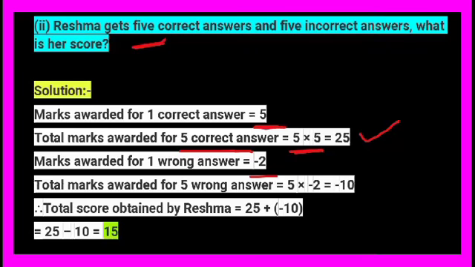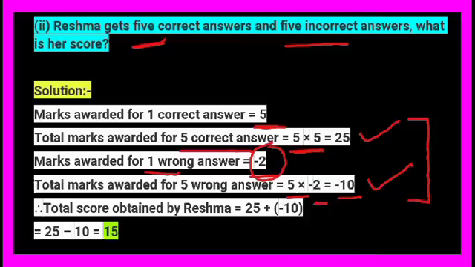And here again we have marks for one wrong answer equal to -2. And here we have 5 incorrect answers. So we will multiply 5 incorrect answers by -2, because -2 marks is for one incorrect answer. By doing multiplication, we got -10. After that, we will add both the score of correct answers and incorrect answers. 25 plus -10, and the answer is 15. So we can say that Resma's score is 15 marks.